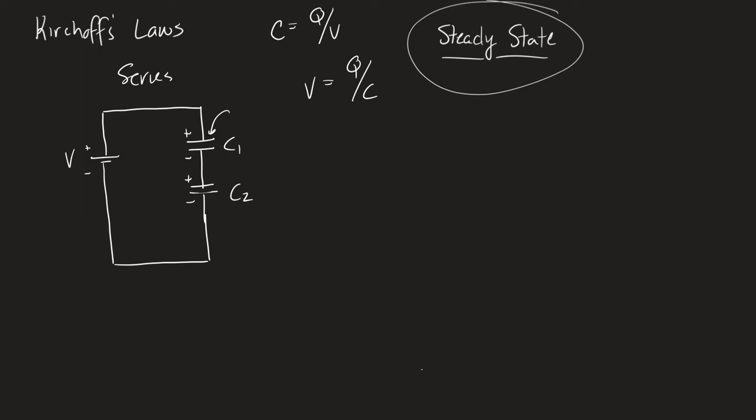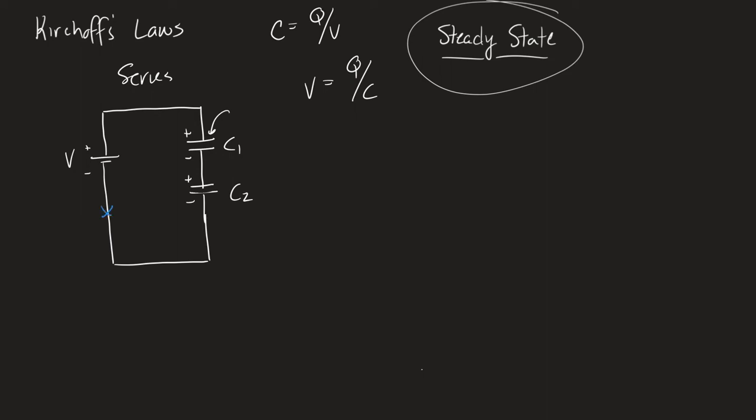Does that make reasonable sense to all of you? Good. So, a loop. When I talk about Kirchhoff's law, a loop is any path through a circuit that starts in one place and ends back in that place.